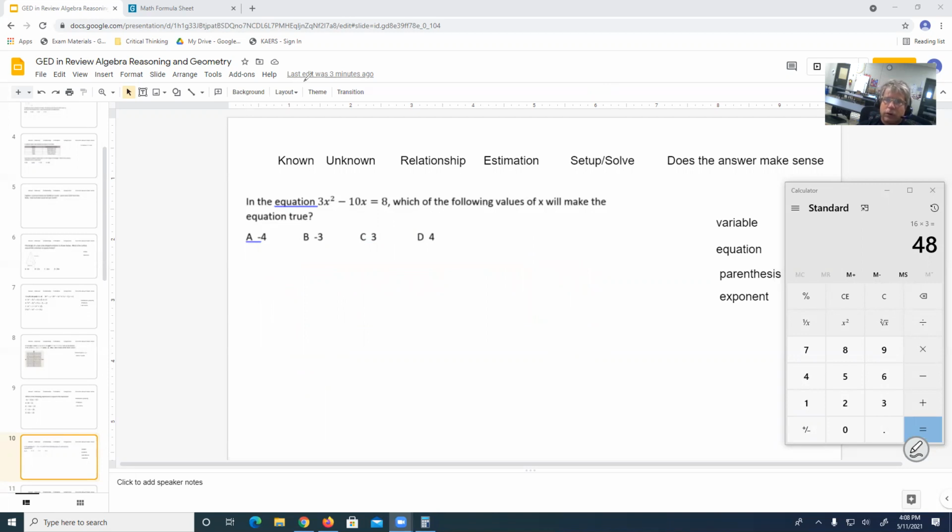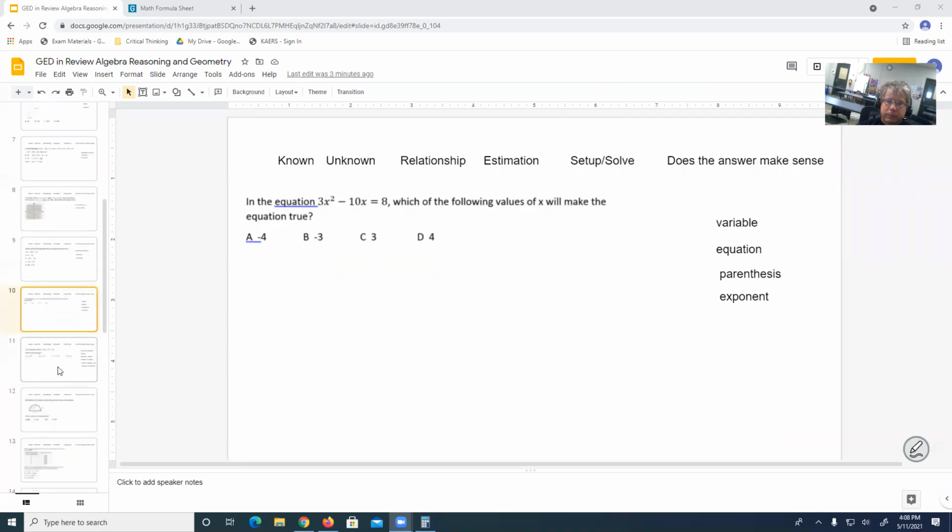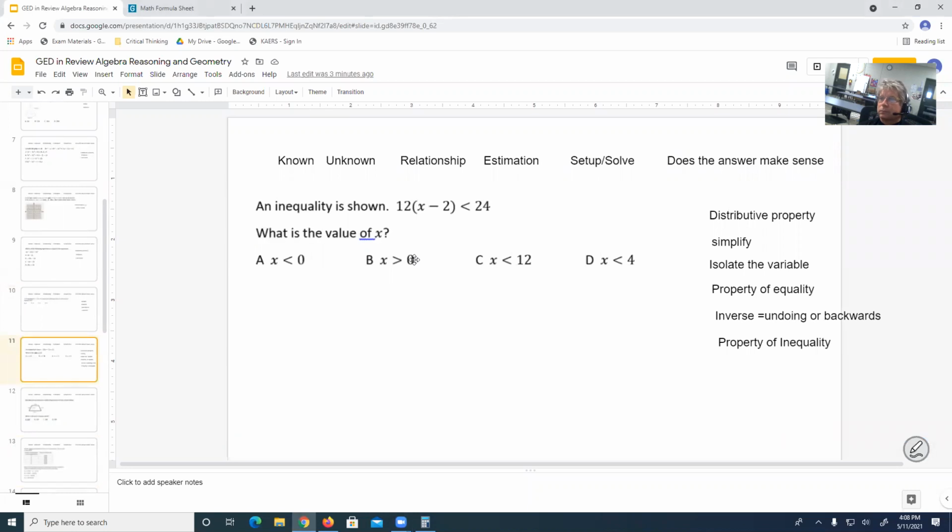Let's see if we can do one more and then we'll take a break. So an inequality is shown. 12 times the quantity x minus 2 is less than 24. So again, they want to know what the value of x is. We're getting into math that really requires a little bit more than just general knowledge. You actually have to know a little bit about working with algebra.